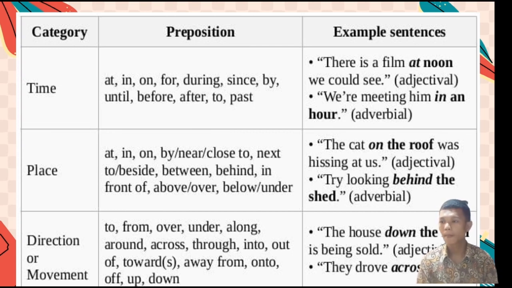Kategori yang ketiga itu direction or movement. To, from, over, under, along, around, across, through, into, out of, toward, away from, onto, off, up, down. Contoh kalimatnya itu the house down the road is being sold. Contoh kalimat yang keduanya they drove across the country. Ya, itu contoh kalimatnya.